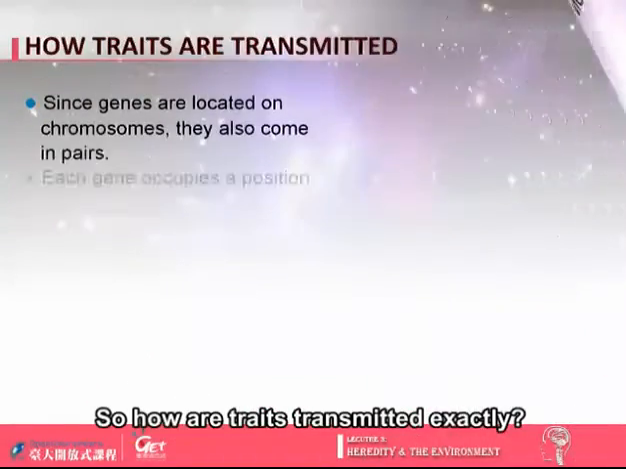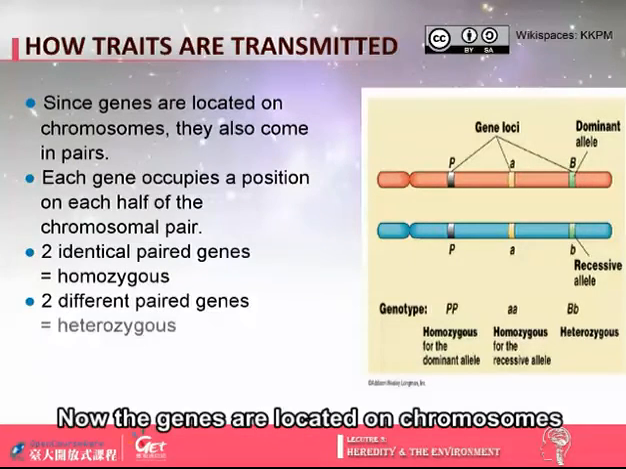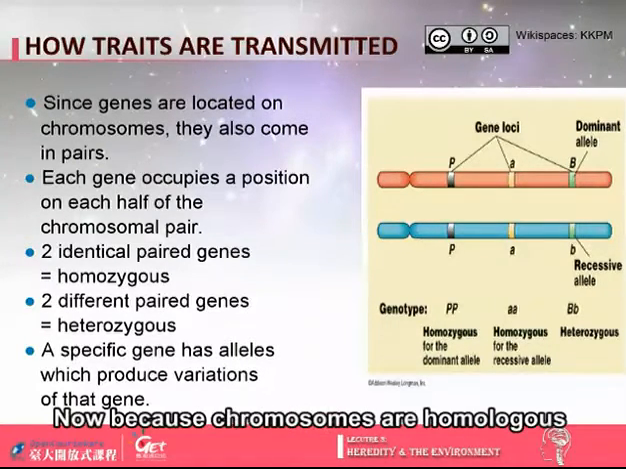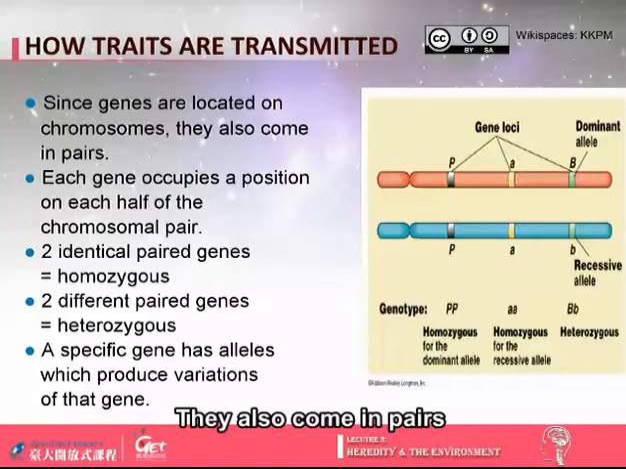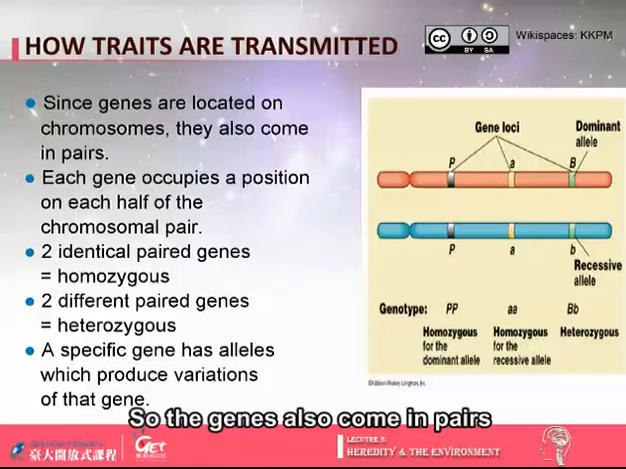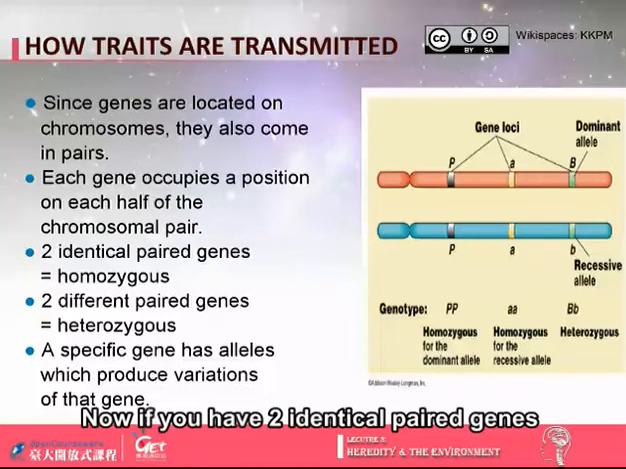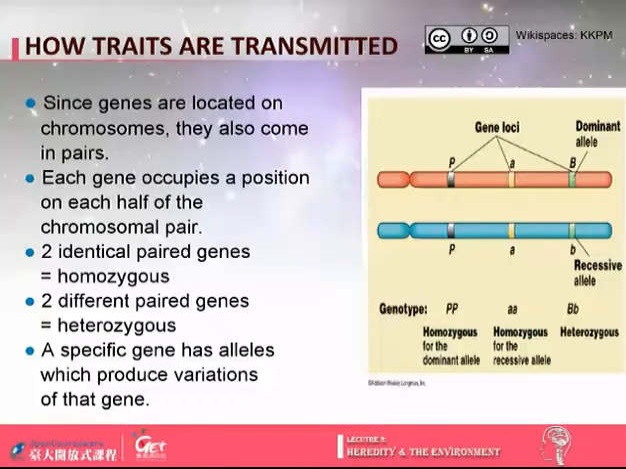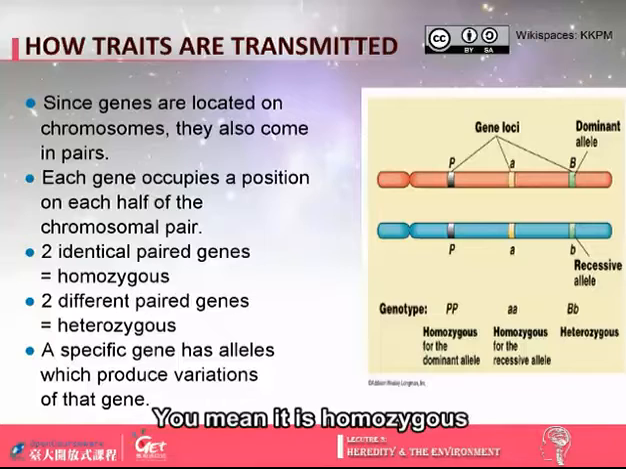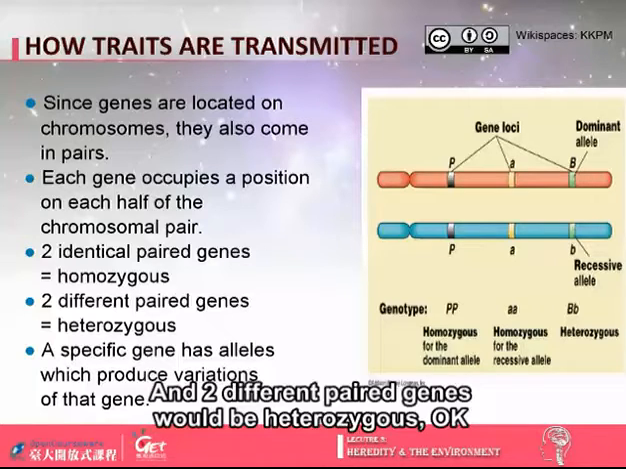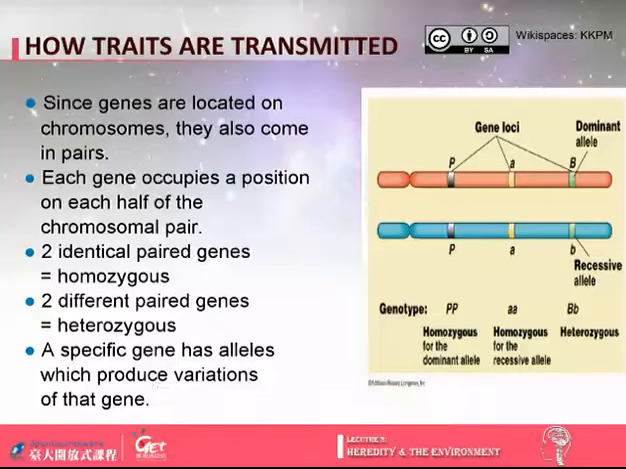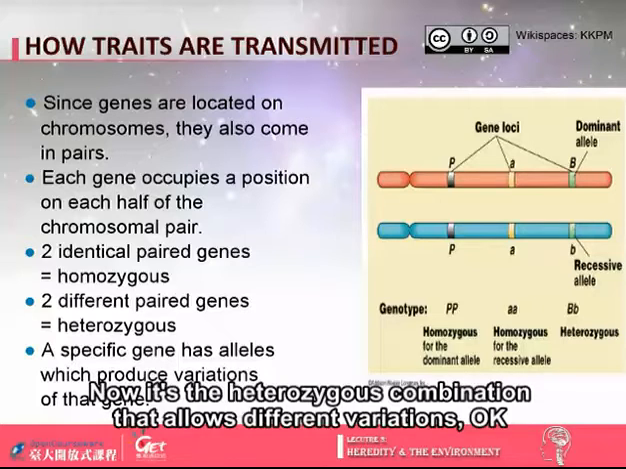So how are traits transmitted exactly? Now, the genes are located on chromosomes. Because chromosomes are homologous, they also come in pairs. So the genes also come in pairs. And each gene occupies a position on each half of the chromosomal pair. Now, if you have two identical paired genes, it means it's homozygous, and two different paired genes would be heterozygous. Okay? Now, it's the heterozygous combination that allows different variations.